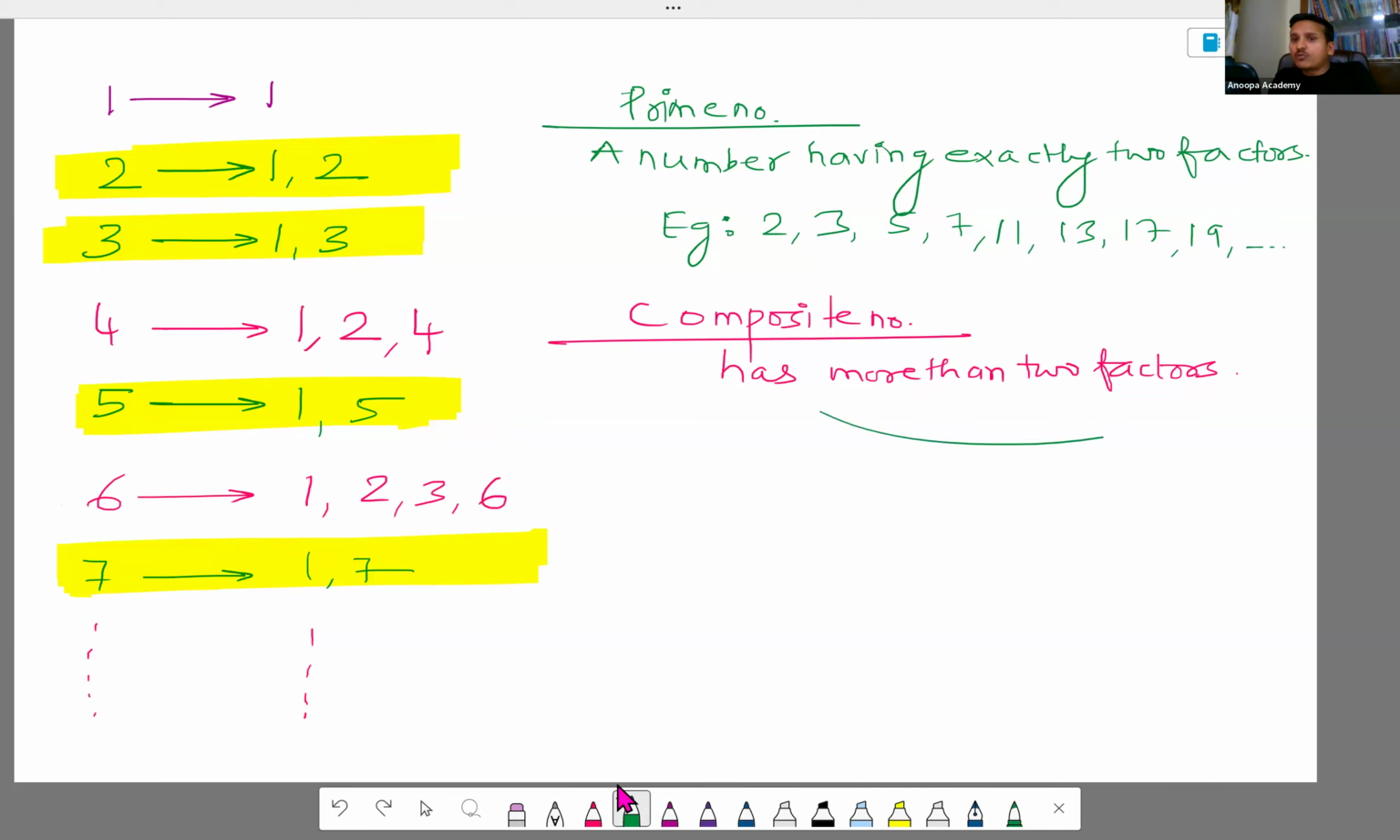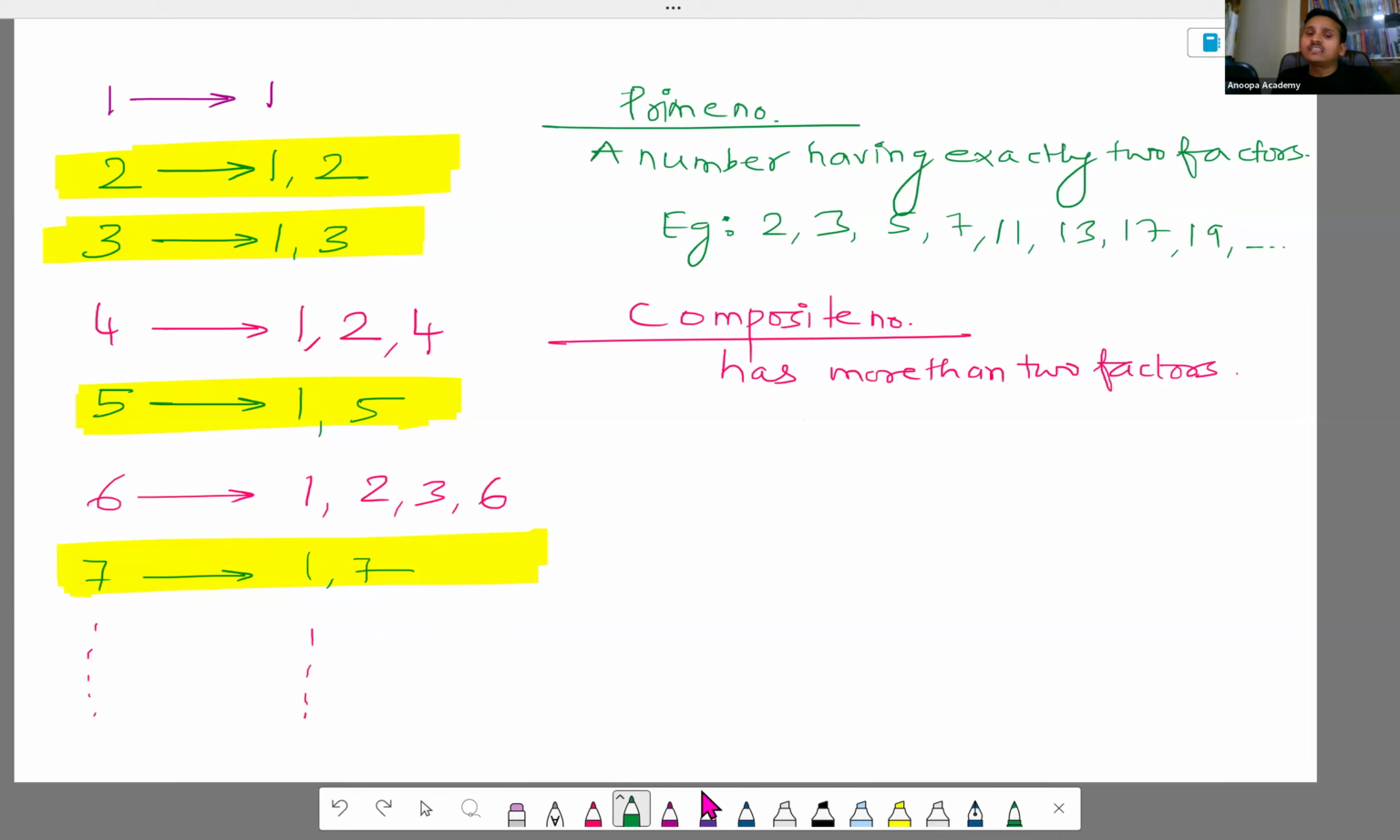See, composite numbers means more than 2. 4 is having three factors, so it is a composite number. 6 is having more than two factors, right? It is having four factors, so it is also a composite number. See, 2 is not a composite number because composite number means more than 2. Not 2, more than 2. More than 2 means 3, 4, 5, any number of factors. So 2 is not a composite number. Yes or no, everyone?